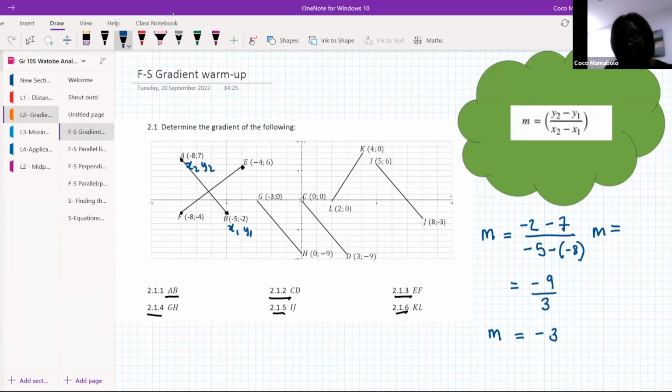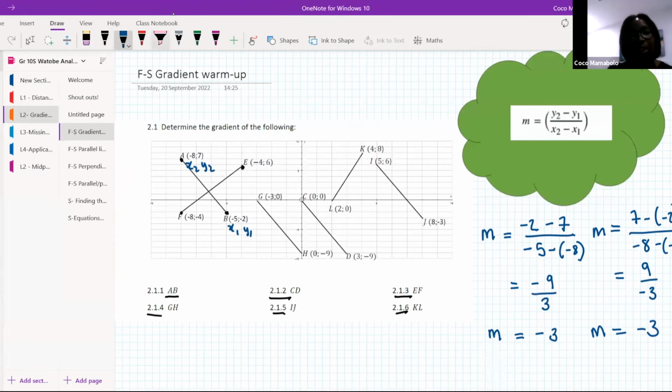Let's go. I'm going to get 7 minus -2 over -8 minus -5. That will give me +9 over -8 plus 5, which is -3, equal to -3. See, Chinamerim, exactly the same. It doesn't matter which one is x1, which one is x2. The only thing that's important is that if this is x1, this needs to be y1. You can't decide that x1 and y2 are going to sit next to each other. No, x1 and y1 need to sit exactly next to each other.